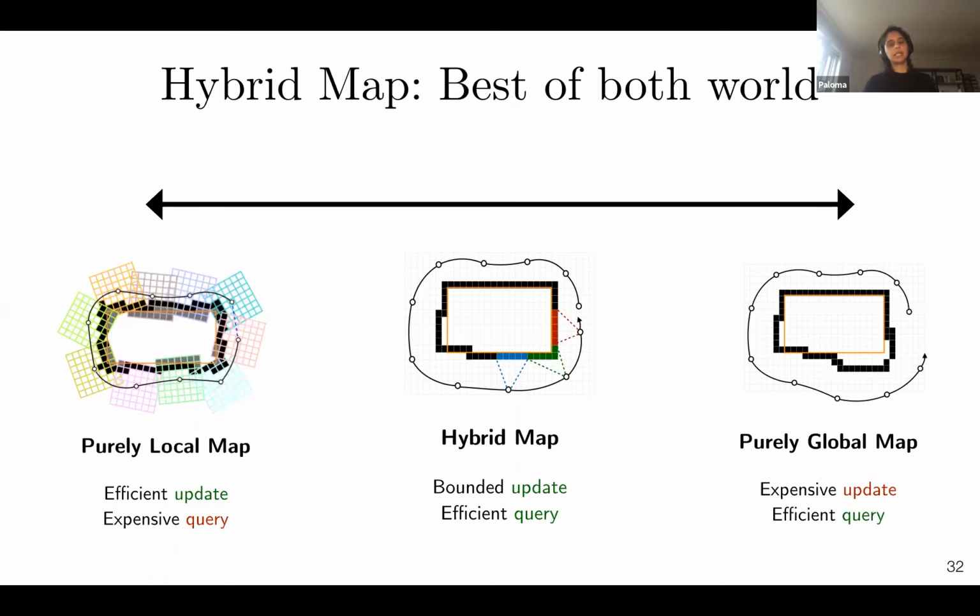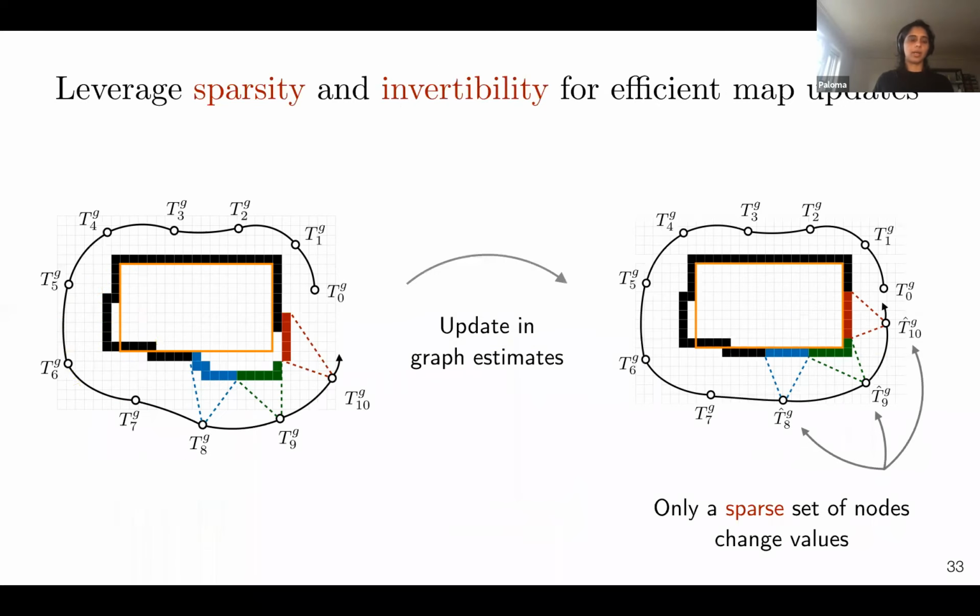And we present a hybrid map representation that can provide us with the best of both worlds, with efficient queries and bounded updates. And our insight essentially was to do incremental updates on the map rather than having to fuse and recompute the map from scratch. And we do this by exploiting sparsity in the underlying SLAM graph and the fact that one can efficiently add and subtract measurements from an occupancy map.